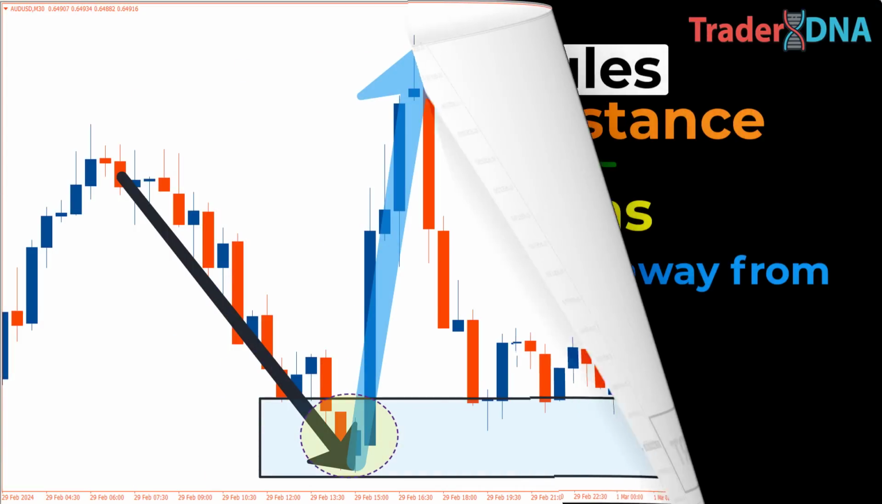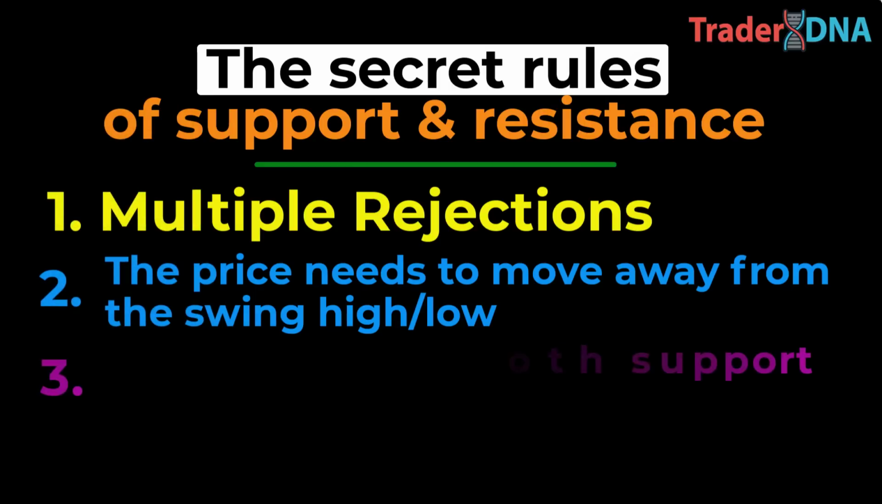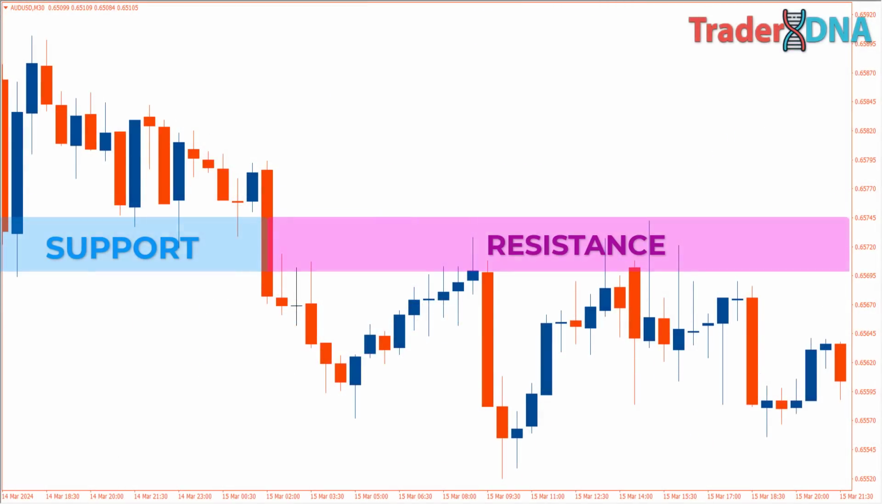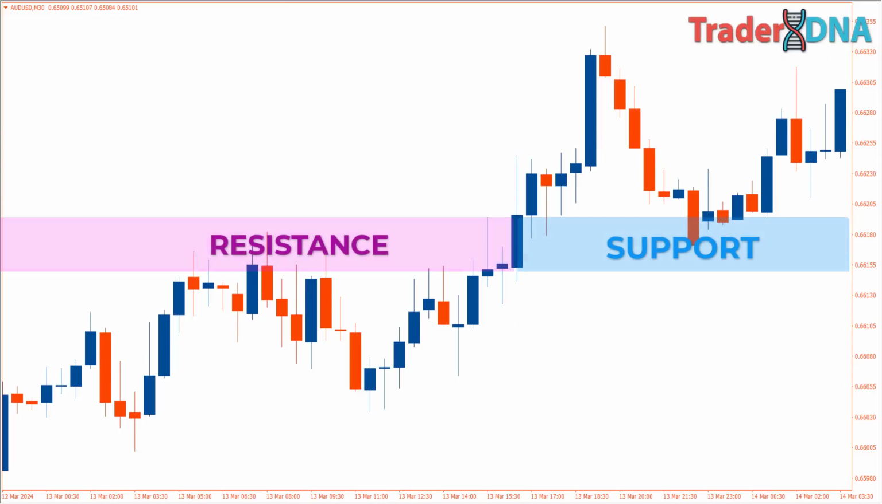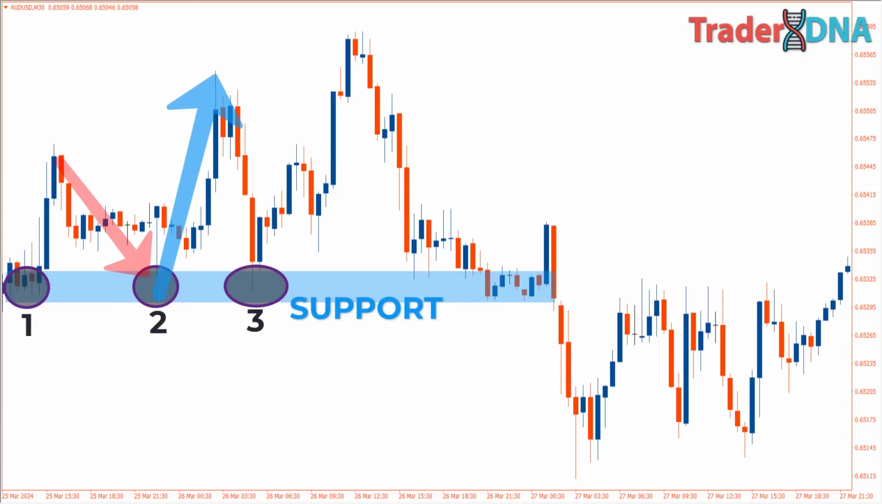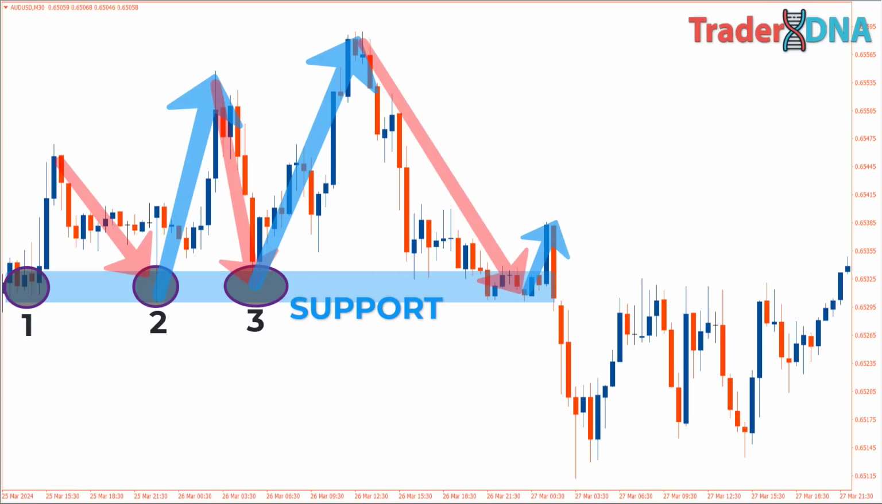The next rule states that a level can function as both support and resistance. Support can transform into resistance, and resistance can transform into support. You can draw a support level here because the price reversed 3 times in this area, and whenever the price returns to this area, it consistently bounces back up. Therefore, there's a very strong support level here.